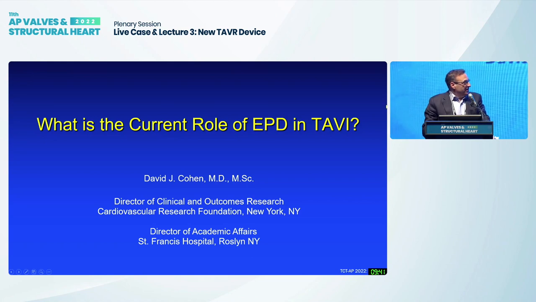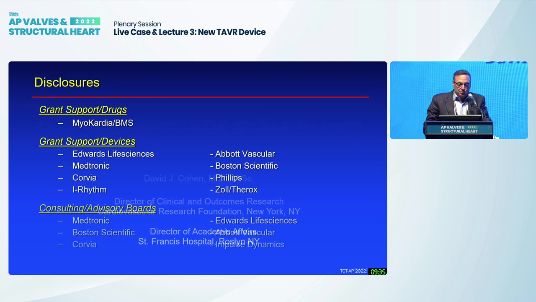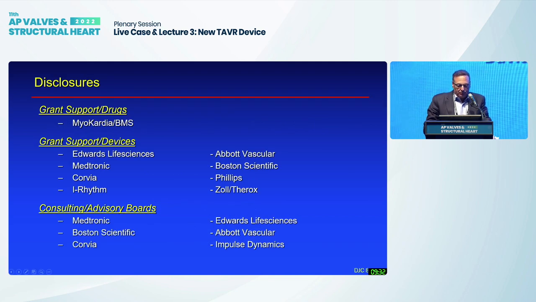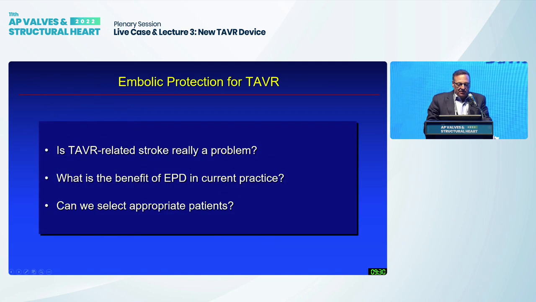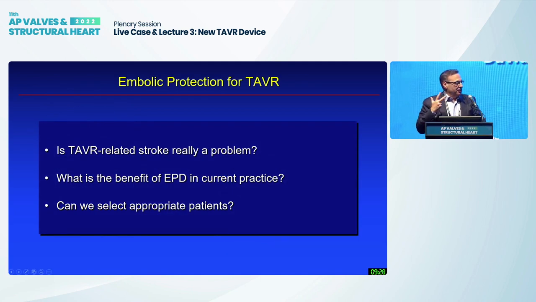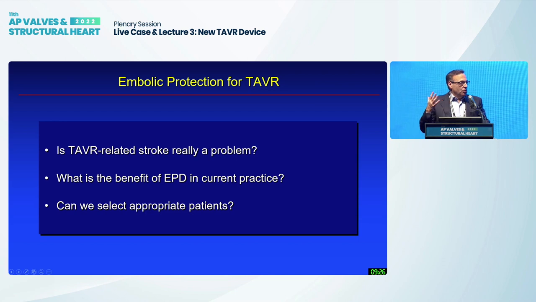So this is an interesting question. It's interesting partly because I think it's going to change a lot, maybe in the next month or two. These are my disclosures. I want to talk about three things in trying to understand when and in whom we should be using embolic protection for TAVR. I want to talk about TAVR-related stroke and how big of an issue it is. I want to talk about the evidence that we have of benefit with embolic protection. And then I want to talk a little bit about patient selection.